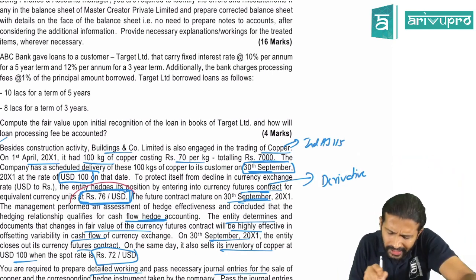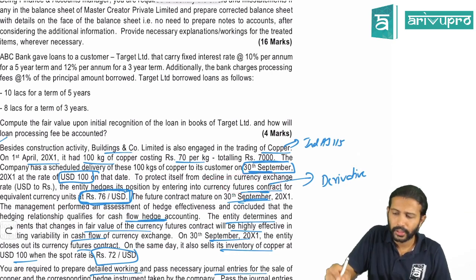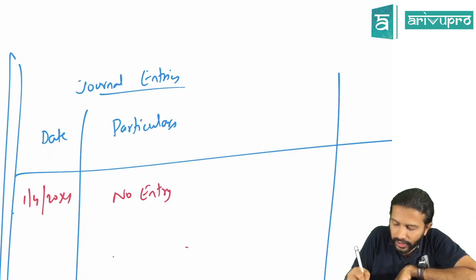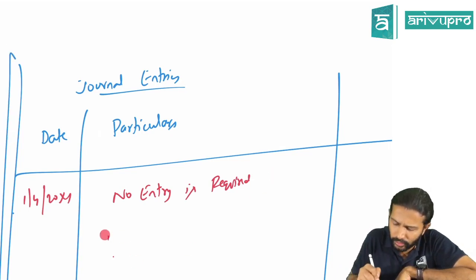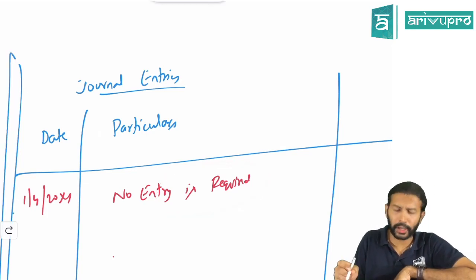What about the derivatives? Because on 1st April, you also enter into a future contract. Will any entry come for this? No entry is required for the future contract. No entry required on this particular date. But on 1st April you enter into a future contract, sir, why will it not come?